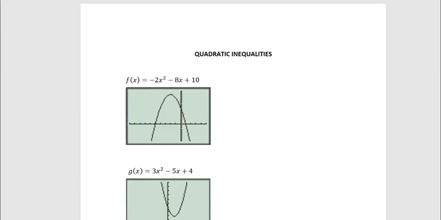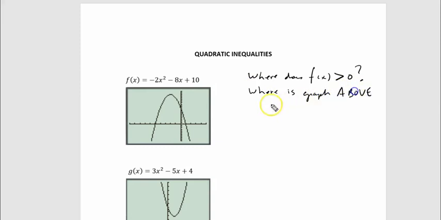In this video, we're going to look at inequalities. So, suppose you're asked, where is f of x strictly greater than 0? And this is asking you, where is the graph above the x-axis?